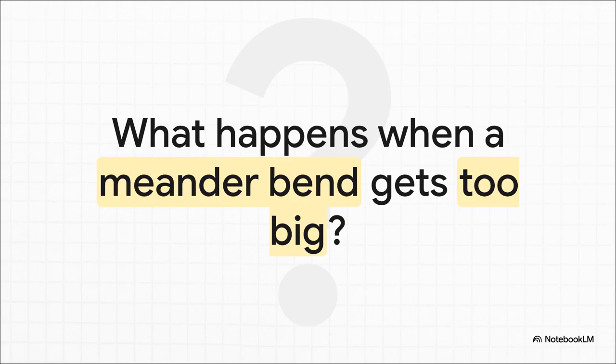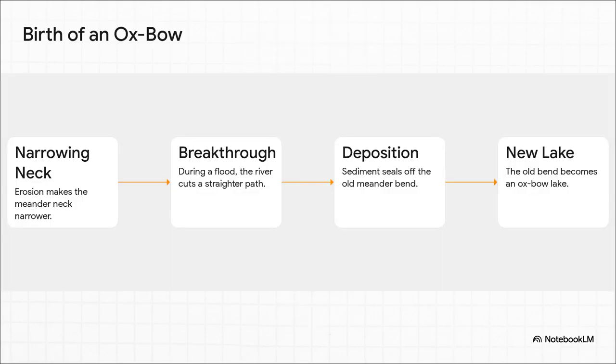But what happens when that C-shape gets a little too extreme? Well, as the meander grows, that little strip of land between the two bends, the neck, gets thinner and thinner. Then, one day, a big flood happens. And the river, which is always looking for the easiest way to go, just smashes right through that narrow neck of land. It creates a new, straighter shortcut for itself.